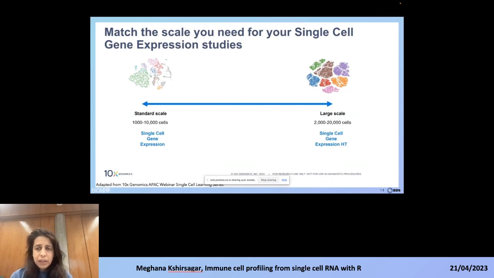But if your hypothesis is around single cell gene expression with a high throughput platform, then you need to have a large number of cells. So you need to have at least 20,000 cells. And because our experiment was single cell gene expression, and the cells that we captured were with the high throughput machine, we have more than 20,000 cells.